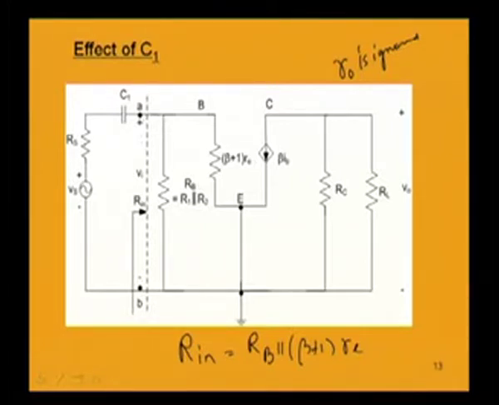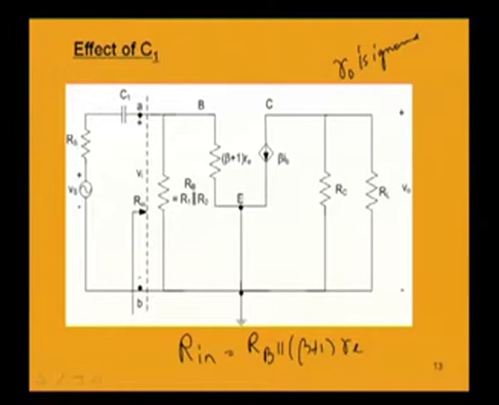Now if we find out what will be the input resistance of this amplifier, input resistance Rin can be found out by looking into the input circuit at the terminals AB. So Rin is nothing but these two resistances in parallel, that is RB parallel (beta plus 1) RE.